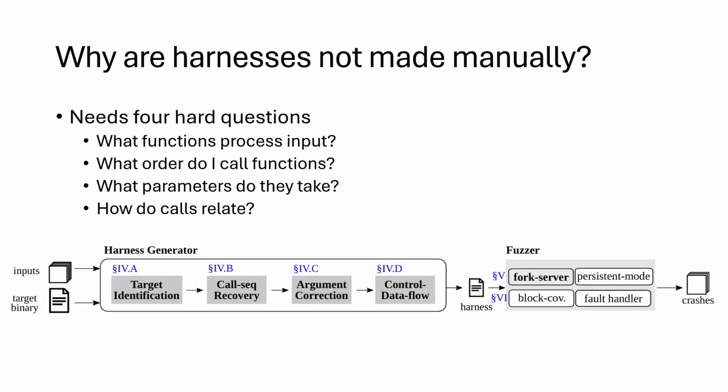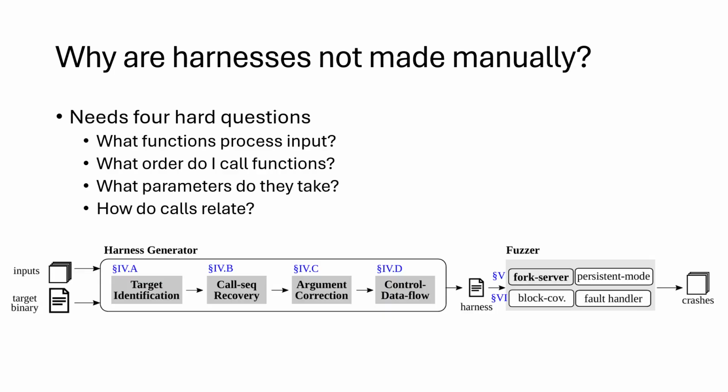difficult questions. Firstly, target discovery or identification. What functions in this really large library actually handle user input? Is it the one that calls refile, the one that takes a parameter, the one that processes a buffer? You have to trace that execution and essentially guess.